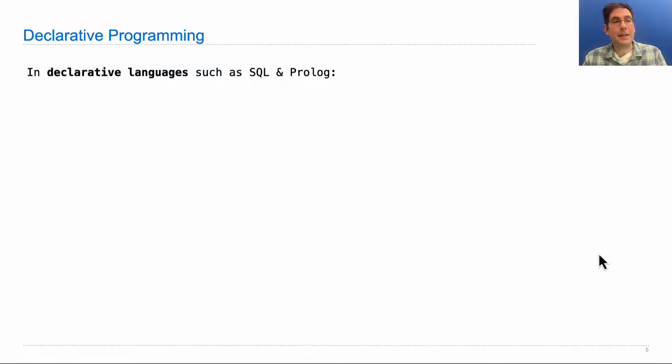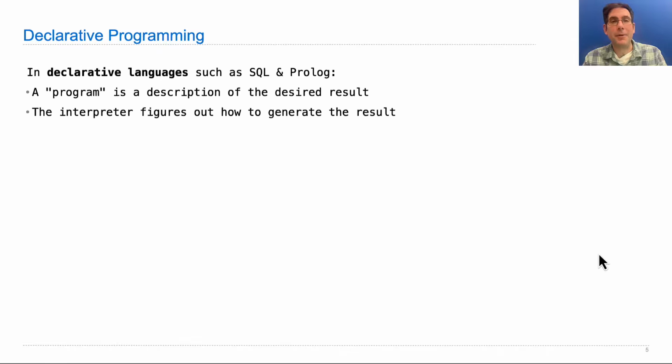In brief, declarative languages have programs, but that program is just a description of the desired result of the computation. Instead of describing how to compute it, you just describe what you want to compute, and it's up to the interpreter to figure out how to generate the result efficiently and effectively for you. So instead of spending a lot of time thinking about the process that's going to build the resulting data that you want, you just say what data you want, and it's up to the computer to figure out how to compute it for you or build it for you.